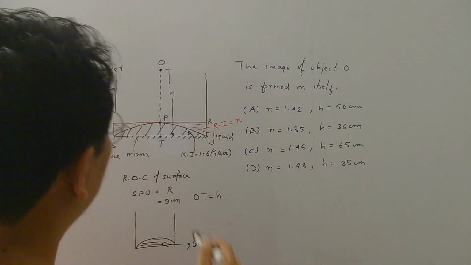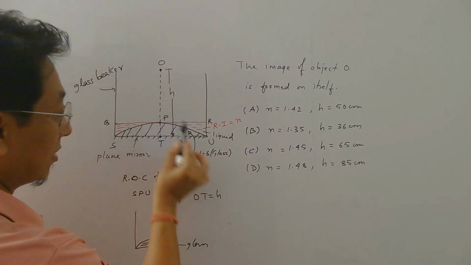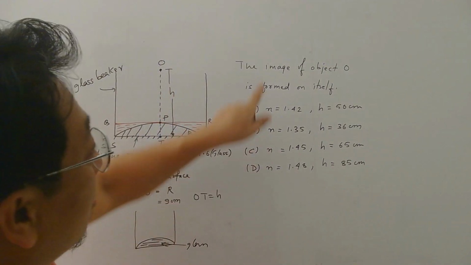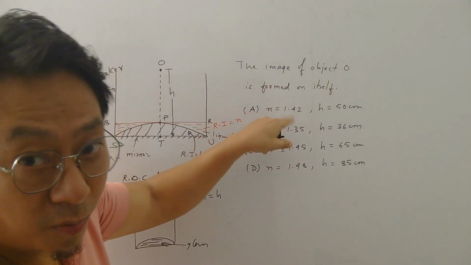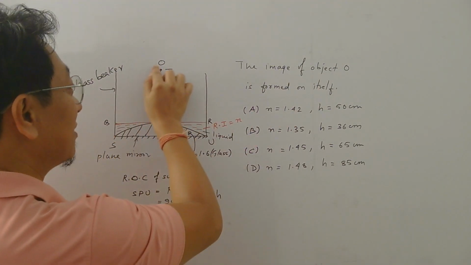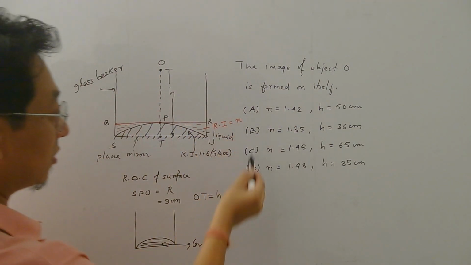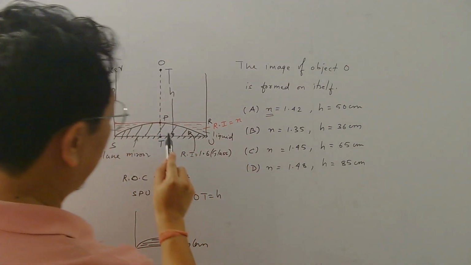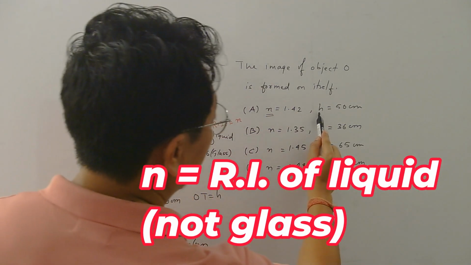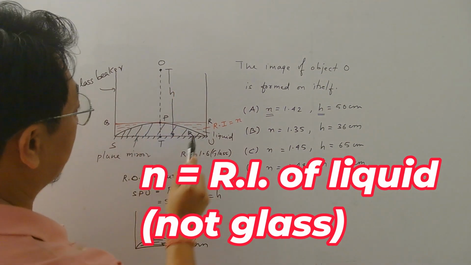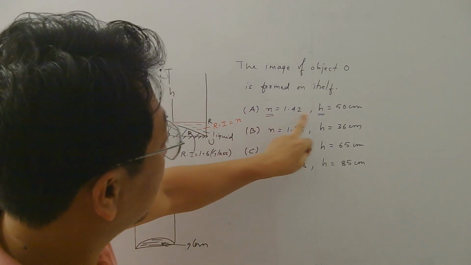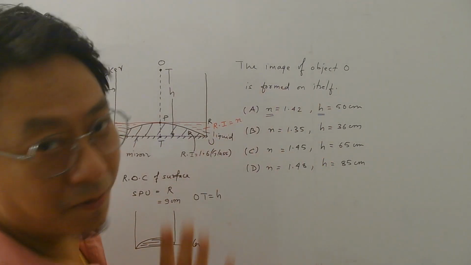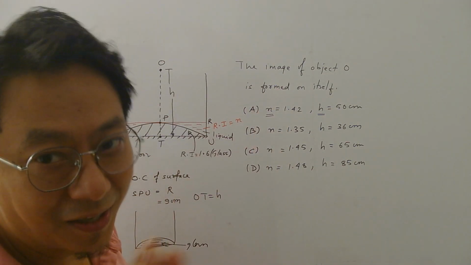Now the question says that the image formed by this system for this object lies on the object itself. So the image of object O is formed on itself, here itself. We have to check which options are correct. Basically, we have to find the relation between the refractive index of this glass and the distance of the object from the bottom, this height. Once we know the relation between these two, we will substitute one of them and check the value of the other one, and then we will decide which options are correct, isn't it?